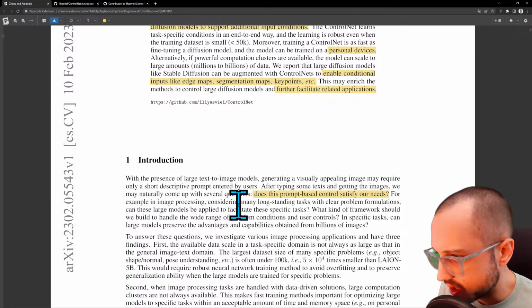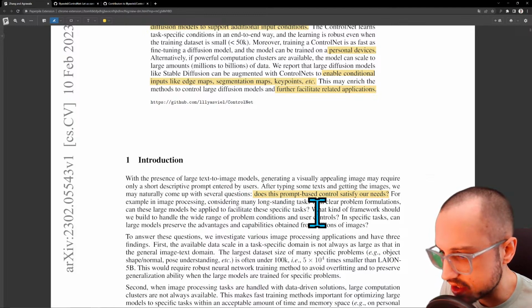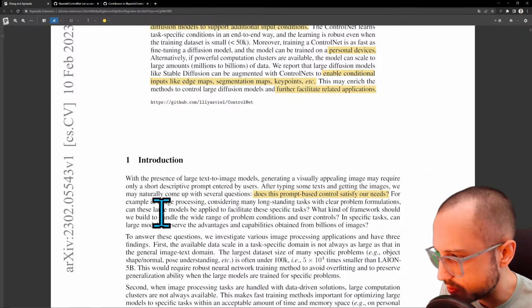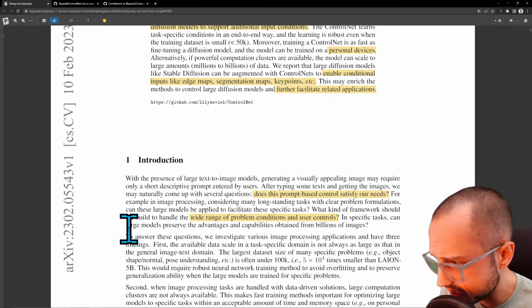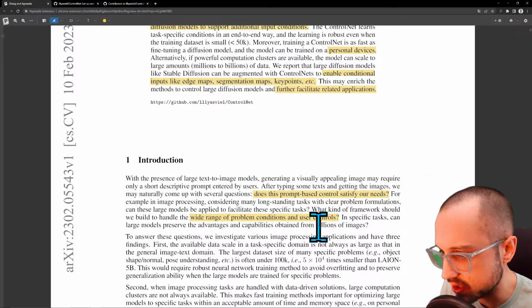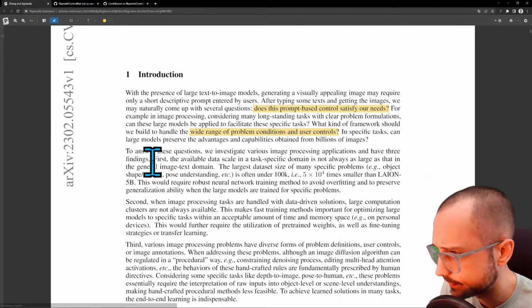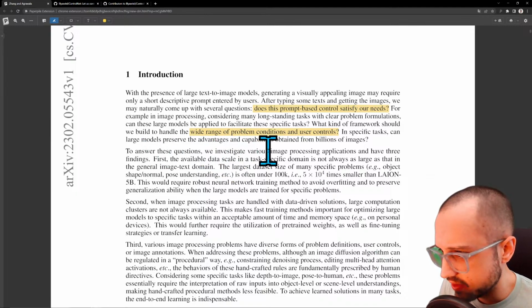For example, in image processing, considering many long-standing tasks with clear problem formulations, can these large models be applied to facilitate these specific tasks? What kind of framework should we build to handle a wide range of problem conditions and controls? Yeah, wide range of user controls. In specific tasks, can large models preserve the advantage and capabilities obtained from billions of images? We investigate various image processing applications.